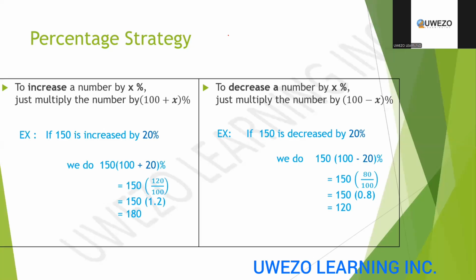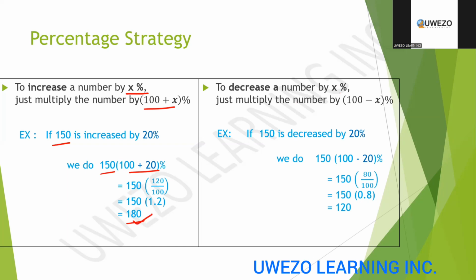When a value is increased or decreased by some percentage, here is a strategy to easily find the final value. When a number is increased by x percent, you add x percent to 100 and multiply by the initial value to get the final answer. Suppose 150 is increased by 20%, so you multiply 150 with 120% to get the answer 180.